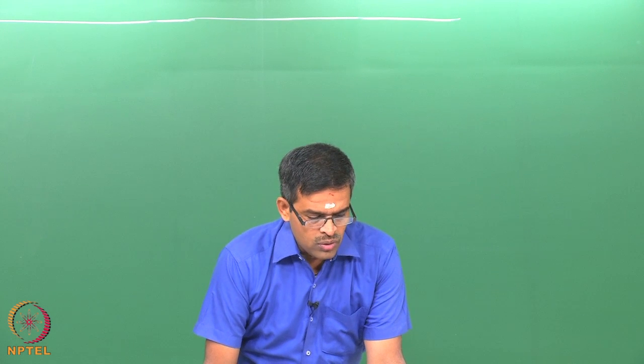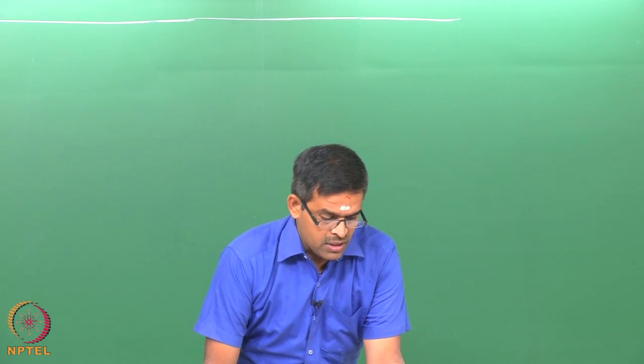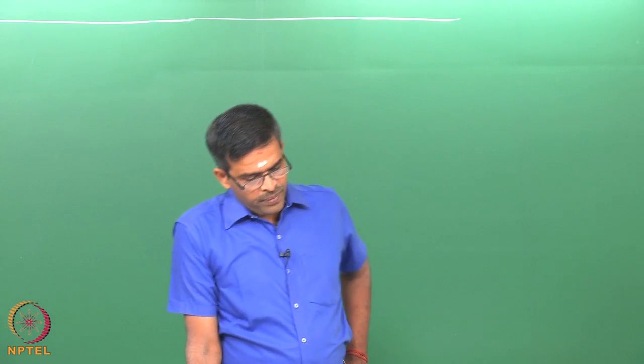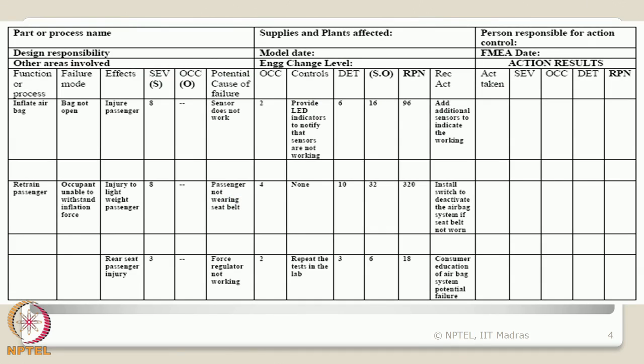It is easy for us to look at the FMEA worksheet in a specific order. If I pay attention to the screen now, you will see that the FMEA worksheet is projected there. So, the part or process name is entered here. The plant affected or the manufacturer's name is entered here. The person responsible for action control is entered here. So, who is going to follow up the action? His name is entered. This is a professional worksheet.